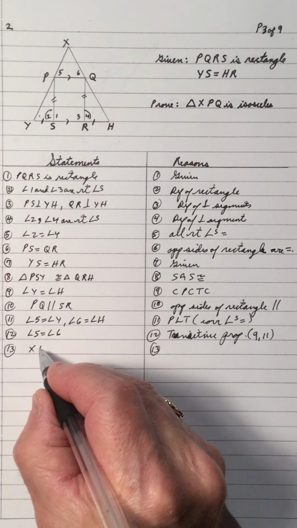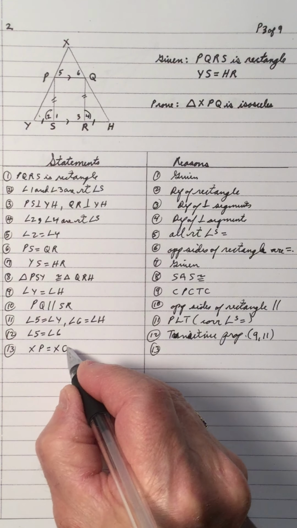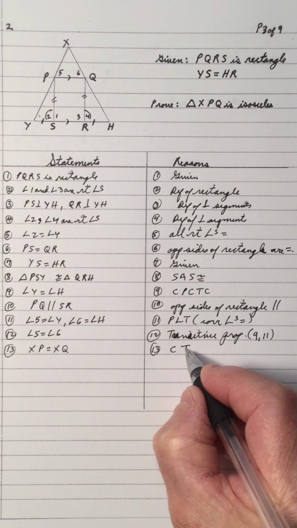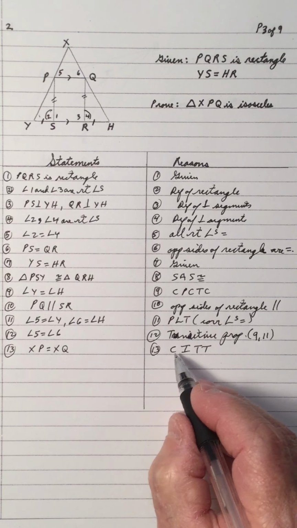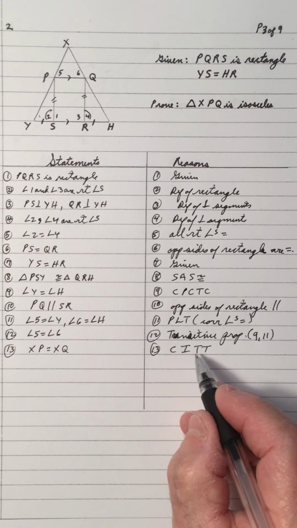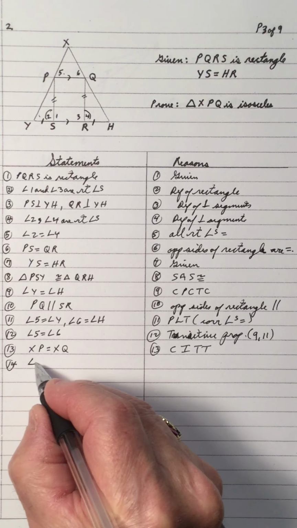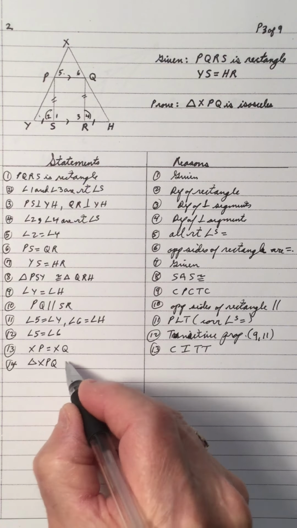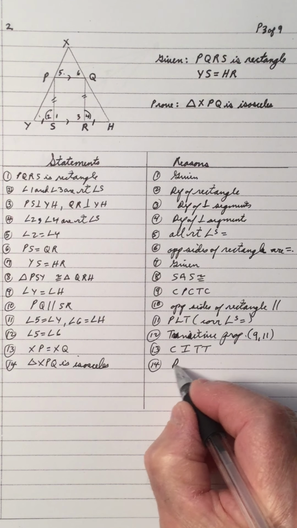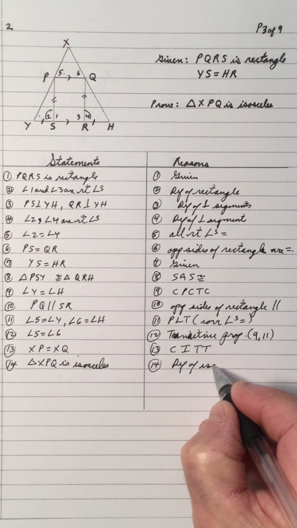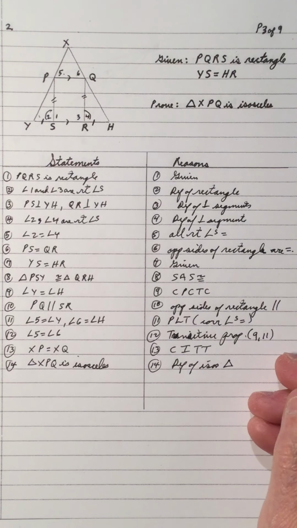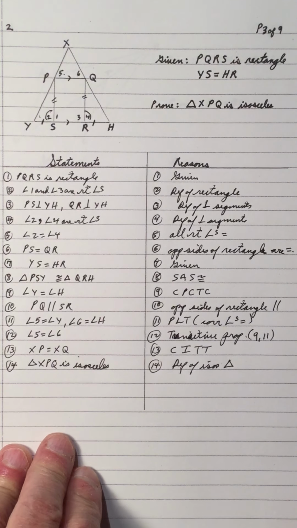We have XP equals XQ, and that's the converse of the ITT. It's the converse of the isosceles triangle theorem. That is, if two angles are equal, then the sides opposite them are equal. Number 14, triangle XPQ is isosceles. And the reason? Definition of an isosceles triangle. An isosceles triangle is a triangle that has two sides equal.